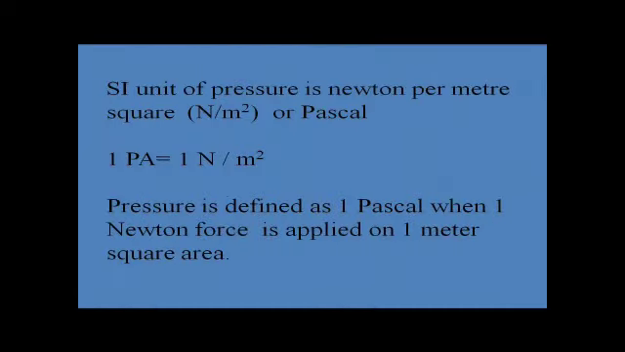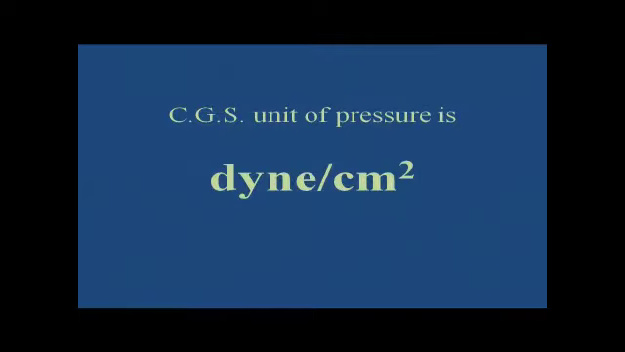Unit of pressure. The SI unit of pressure is Newton per meter square or Pascal. 1 Pascal is equal to 1 Newton by 1 meter square. Pressure is defined as 1 Pascal when 1 Newton force is applied on 1 meter square area. The CGS unit of pressure is dyne per centimeter square.